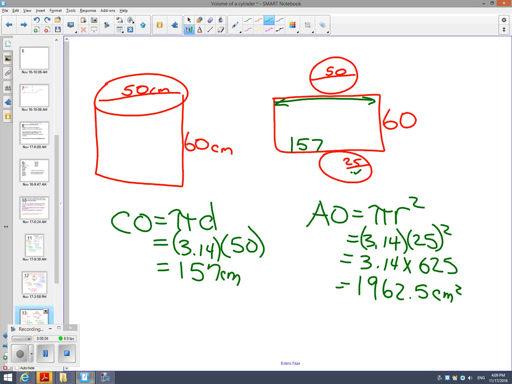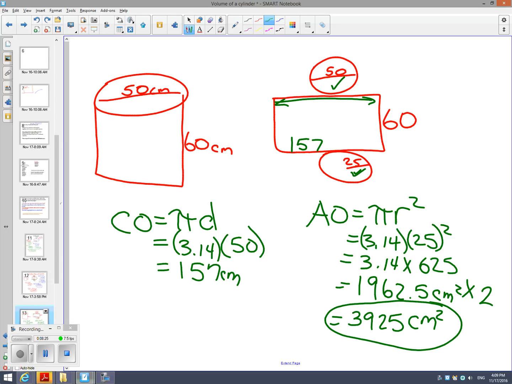That is, however, just one of the circles. That's just this one here. If I want to get both of them, I have to multiply that answer by 2. My total answer then would be 3,925 centimeters squared. Circle it, because that's one of the final answers I need. And now I have both of my circles done. The only area I haven't done yet is the area of the rectangle.